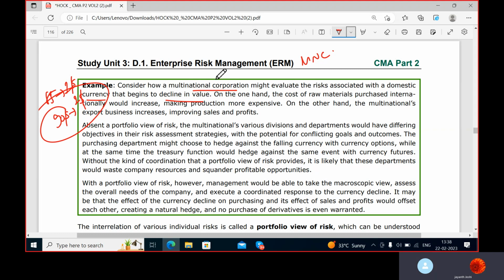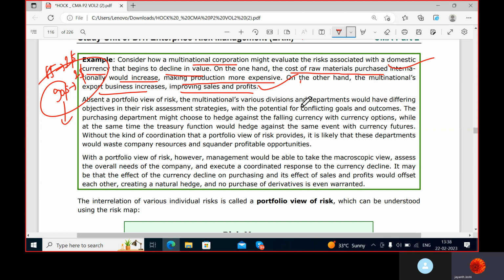On the one hand, the cost of raw material purchase, that's what they mean here. If you purchase raw material from outside countries, then it will be costly for you, correct? Because your currency value has gone down, so imports are costly. So internationally sourced costs would increase, making production more expensive. On the other hand, the multinational's export business increases, improving sales and profits. One side you have benefits, the other side you have adversity, in the sense you are losing something.